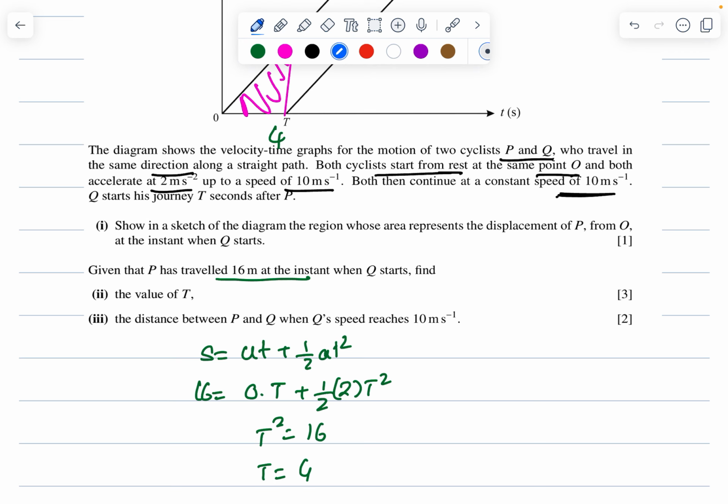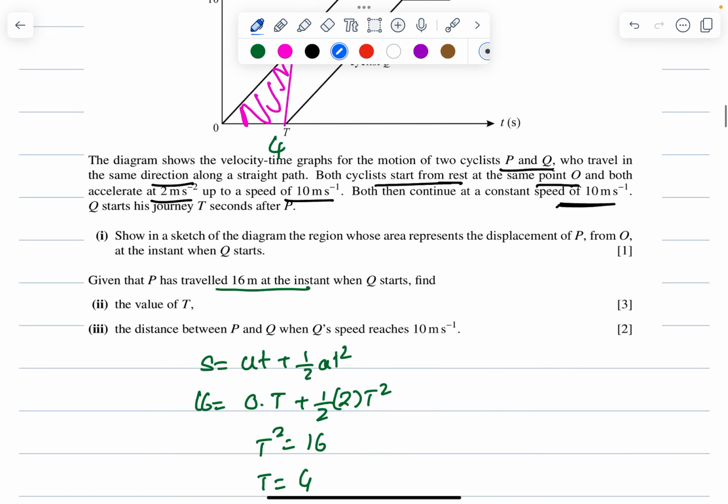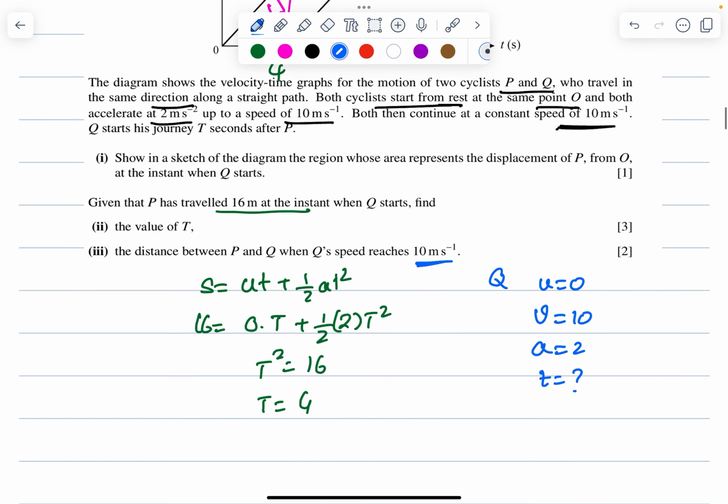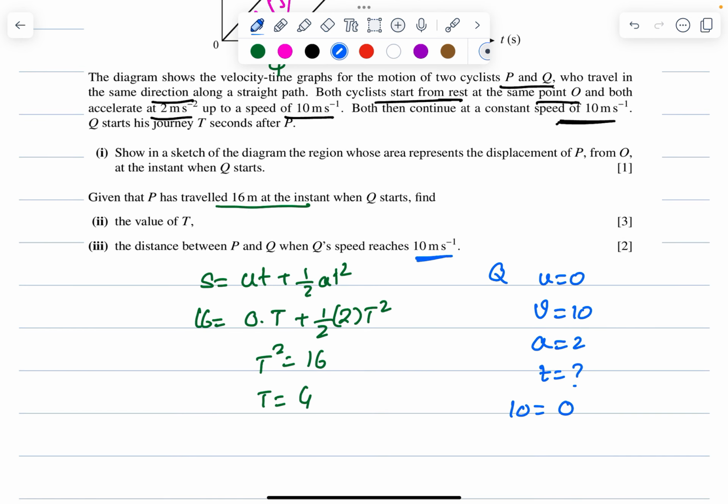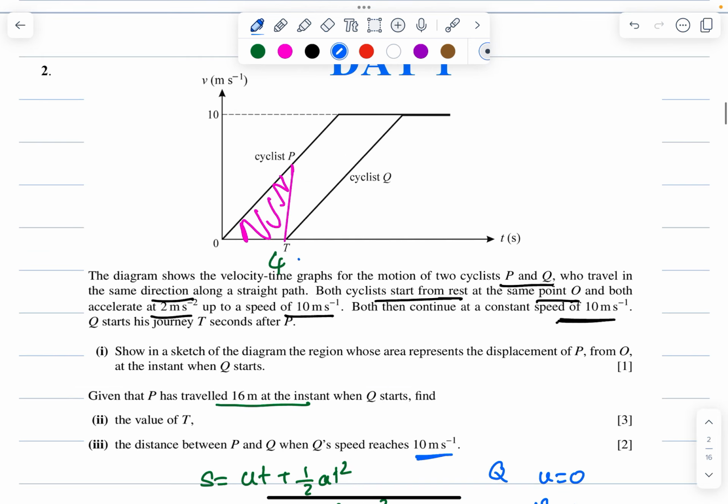Then the distance between P and Q when Q reaches a speed of 10 meters per second. For Q, initial velocity is 0, final velocity is 10, acceleration equals 2, and t is unknown. So 10 equals 0 plus 2 times t, so t equals 5 seconds. So 5 seconds from here means it will be 9 seconds, 5 plus 4.